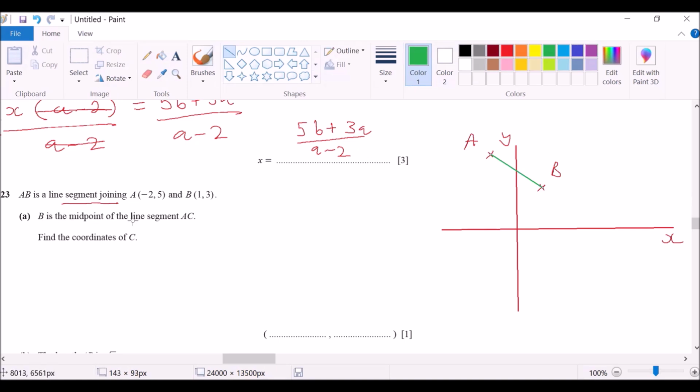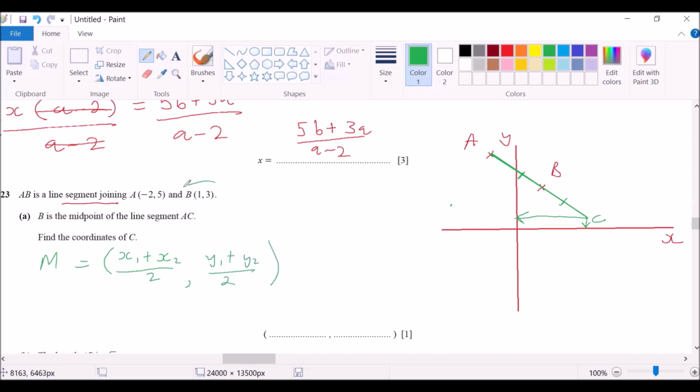B is the midpoint of the line segment AC. So we have a line segment AC there, because B is the midpoint, which means AB is equal to BC. Find the coordinates of C. So we want the coordinates of C. So how do we work it out? We use the equation of midpoint. Coordinates of the midpoint are x1 plus x2 over 2, y1 plus y2 over 2.